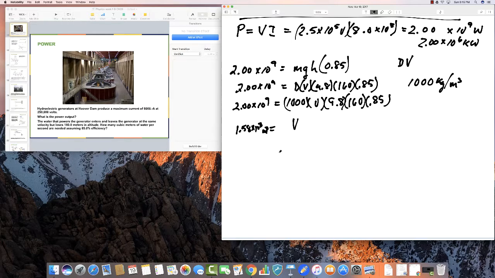That's why when you have these kinds of power plants, you're looking at a waterfall. Hoover Dam is an enormous waterfall. An enormous amount of water comes over every second.